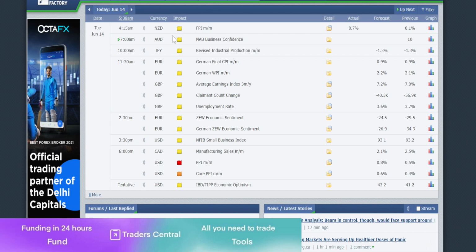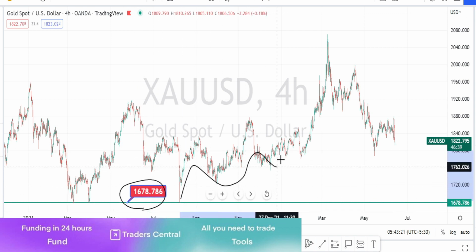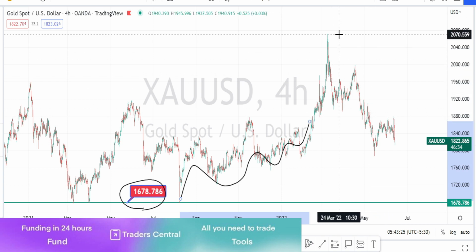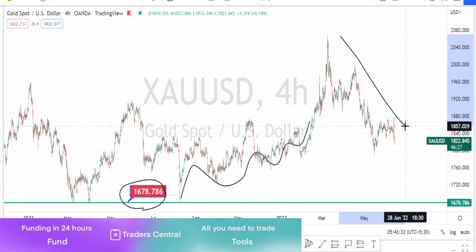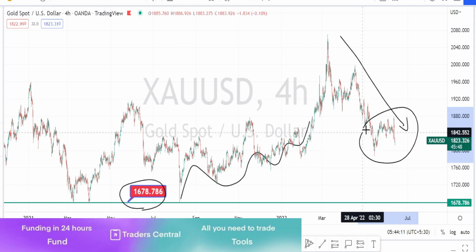Let us begin our gold analysis. I'm in 4 hours time frame now. When we look at the price action, previously the price action came to the level of 1678, then it started moving on a bullish trend. And it found resistance around the level of 2070 and presently it is in a retracement. Let us analyze how low it has retraced using the Fibonacci's retracement tool.